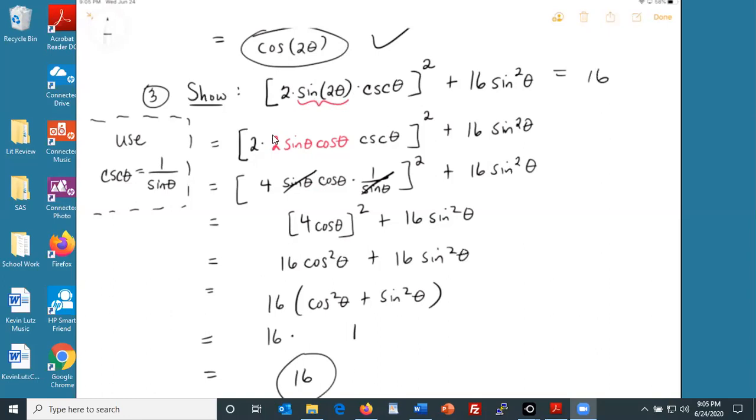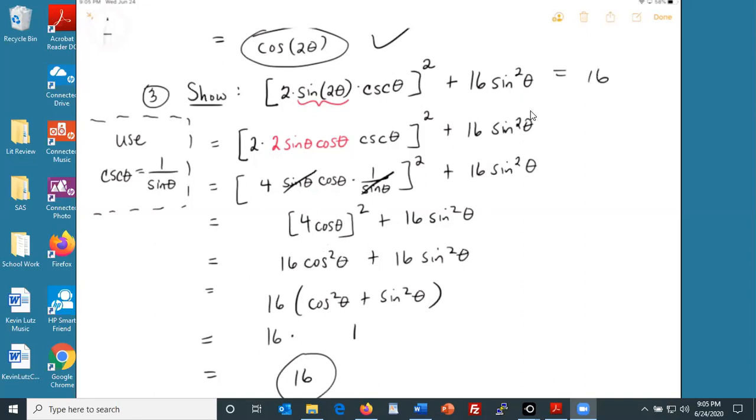Sine of 2 theta was 2 sine theta cosine theta. And then the next step was I wrote cosecant in terms of sine, of course, because cosecant's 1 over sine. It's the reciprocal. But then that canceled out the other sine inside the brackets. And that left me with 4 cosine of theta inside the brackets, which I then squared.